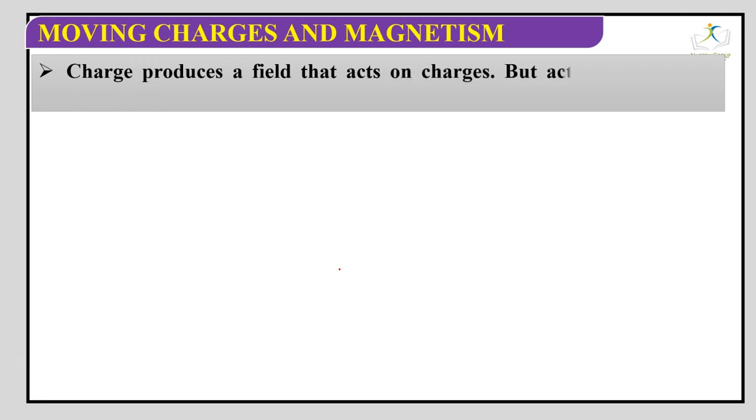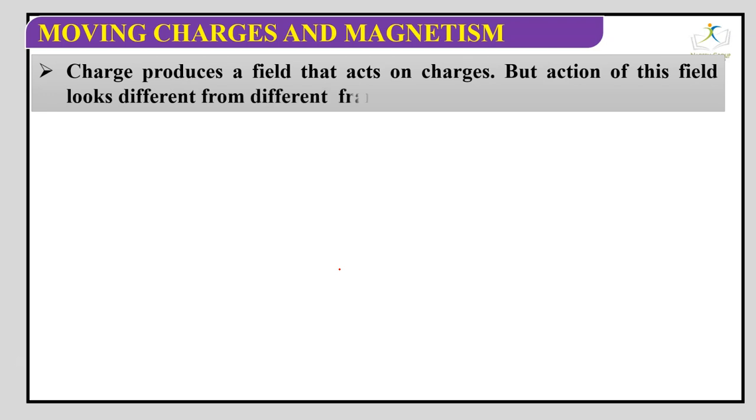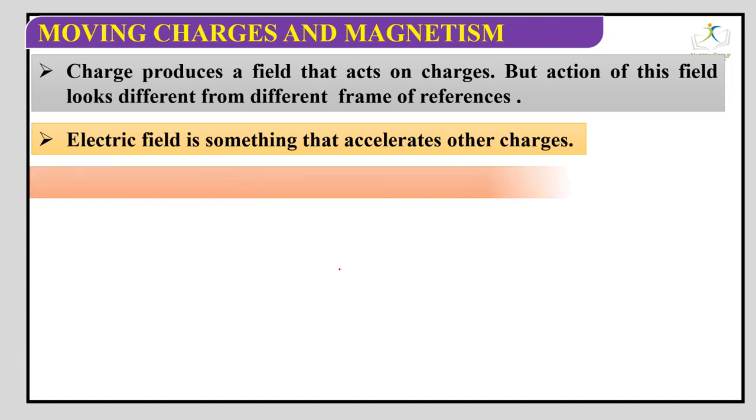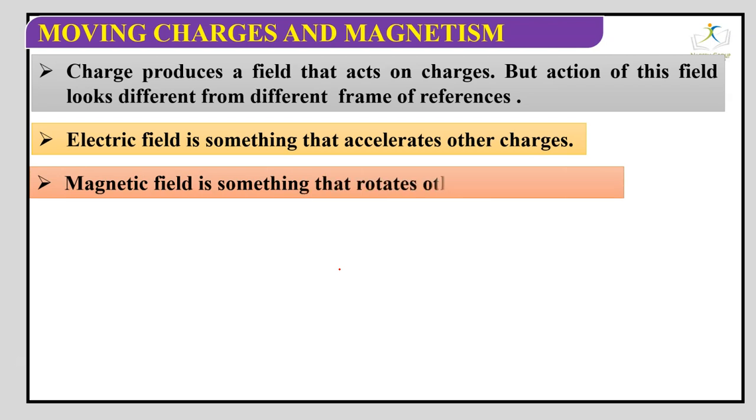Charges produce a field that acts on charges, but the action of this field looks different from different frames of reference. Electric field is something that accelerates other charges. Magnetic field is something that rotates other charges. Point must be noted: electric field accelerates the charges, and magnetic field rotates the charges.